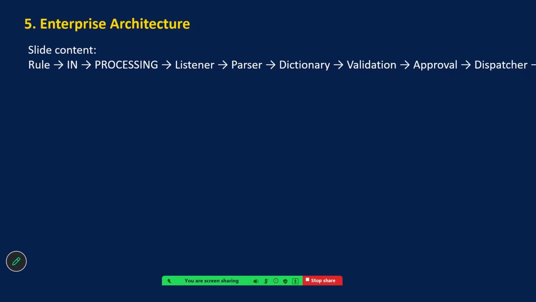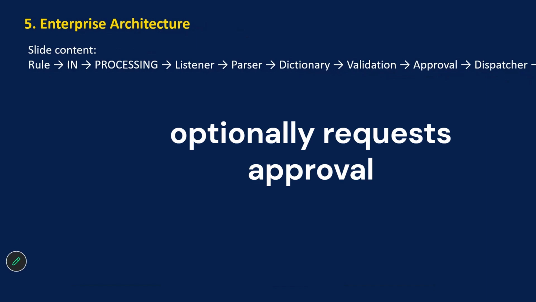Enterprise architecture. The new architecture introduces dedicated layers. A listener checks the in-folder periodically, moves requests to processing, parses them into a dictionary, validates them, optionally requests approval, executes SAP and files the result.